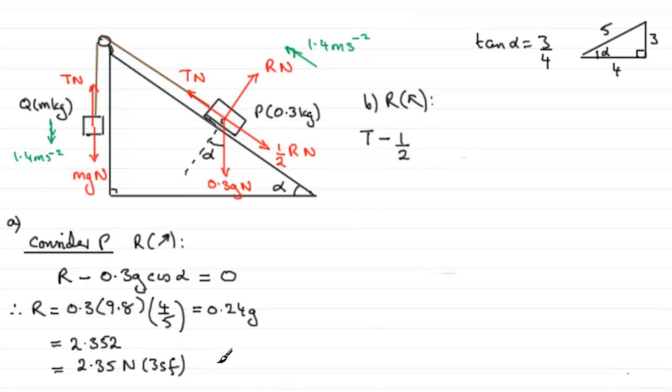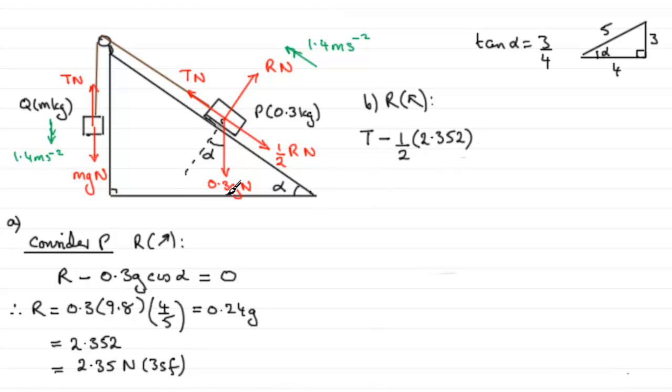And R we found out in the previous part was this unrounded value, 2.352. So let's just pop that in there, 2.352. So that's our mu R, the friction. As for R itself, well, R is perpendicular to the direction up the plane, so that has no effect. It's not in our equation.